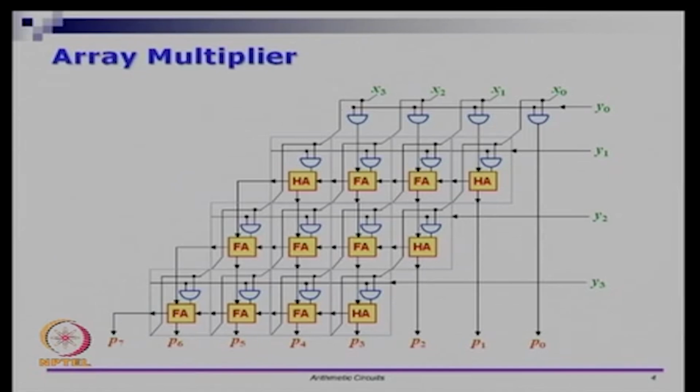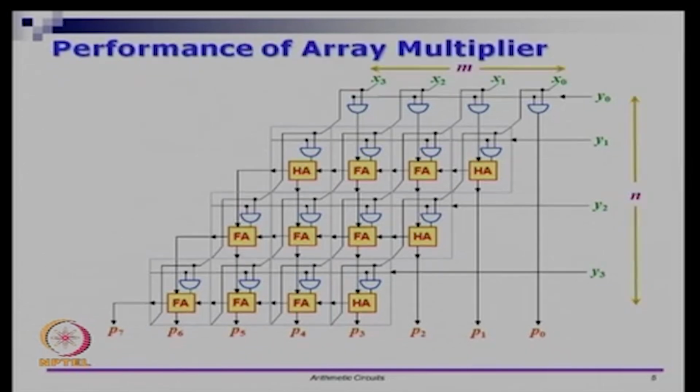So, if you want to do this as a circuit, we have some m bit value, in this case it is 4, and we are multiplying with another n bit value, also here n is 4, and the result is an m plus n bit value, in this case it is 7. So, in general, let us say there is an m bit value multiplied with an n bit value. Let us see how to calculate the performance of this array multiplier.